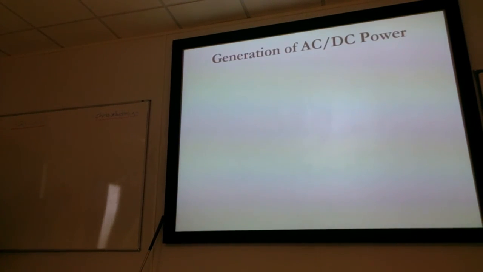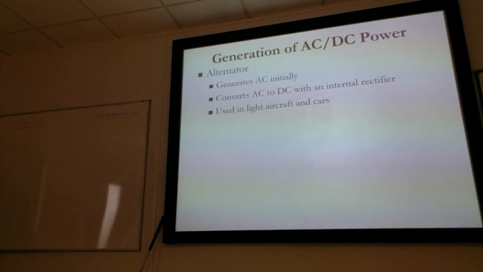Let's just recap briefly on generation of AC and DC power. An alternator generates AC initially, and converts AC to DC with an internal rectifier. Typically used in most light aircraft, and most cars will use an alternator. An AC generator does exactly what it says on the tin. It generates AC electricity. The output is AC, can be single phase, can be 3 phase. Typically 3 phase AC 115 volts for an aircraft.